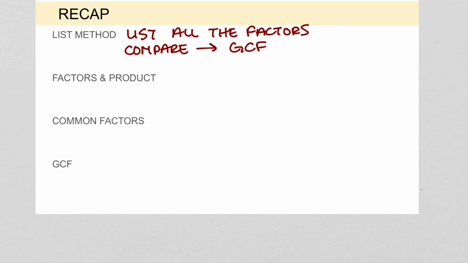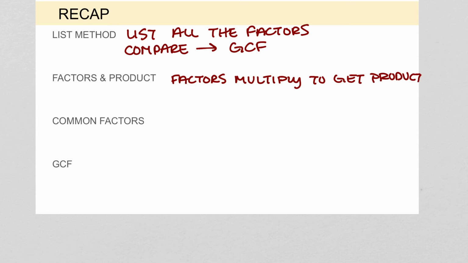What are factors and the product? Well, the factors multiply to get the product, right? So like here, let's say I have 2 times 3 equals 6. These are my factors, and this is my product. I could say, you remember there's an equal sign in there, so that means they're equivalent. So I could say that 2 times 3 is the factored form of 6 because they're both equal to 6.